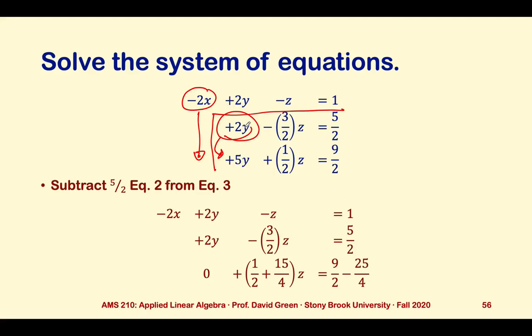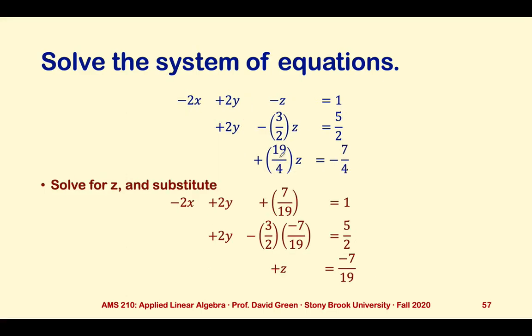5y minus 5y gives 0. 1/2 minus negative 3/2 times 5/2 is 1/2 plus 15/4 times z. We'll simplify this on the next slide. On the right-hand side, 9/2 minus 5/2 times 5/2, 9/2 minus 25/4, which we will also simplify on the next slide.